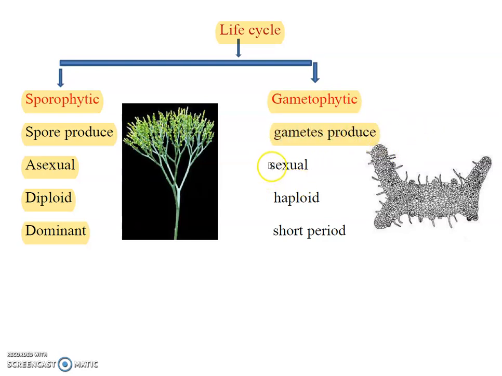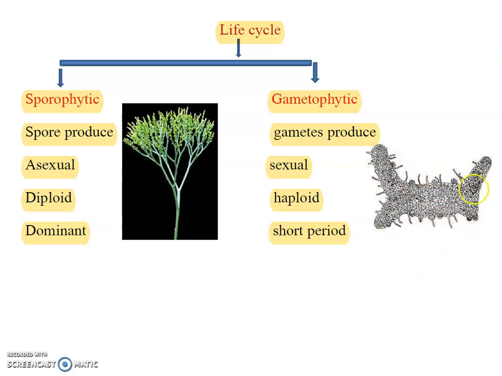Sexual reproduction takes place in the gametophyte. This is haploid, meaning each cell contains half the chromosome number. Diploid means each cell contains two sets of chromosomes, and this is diploid. The haploid stage is short lived. Suppose the lifespan of this one is up to 6 months or 1 year, and the lifespan of the other is up to 1 week. So the lifespan is short.